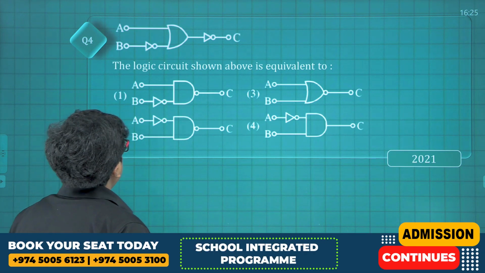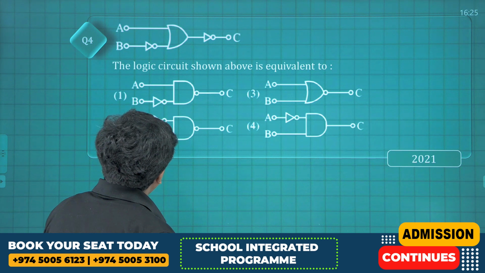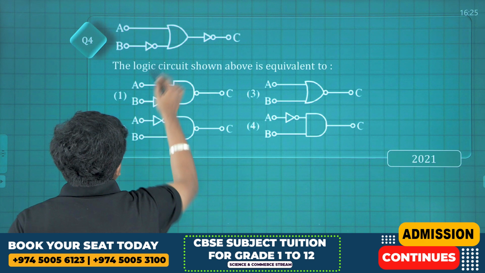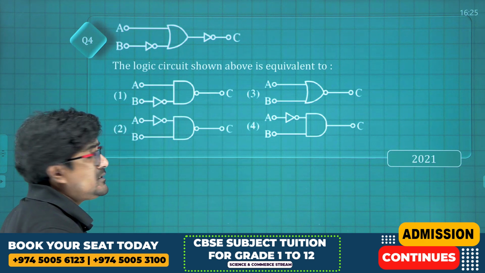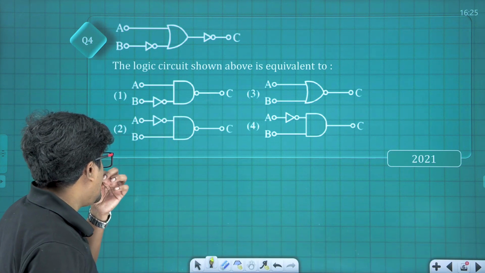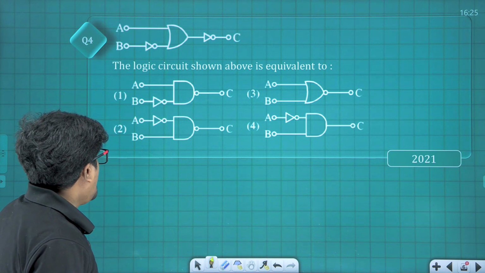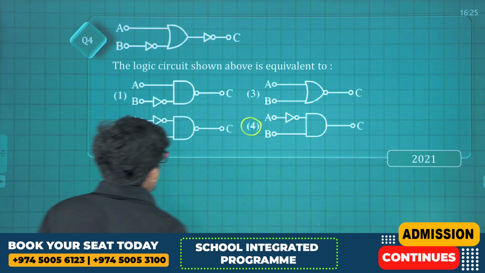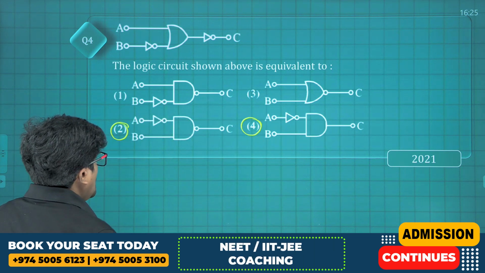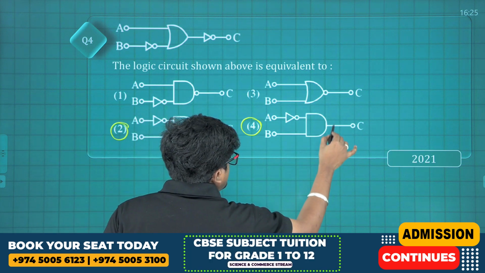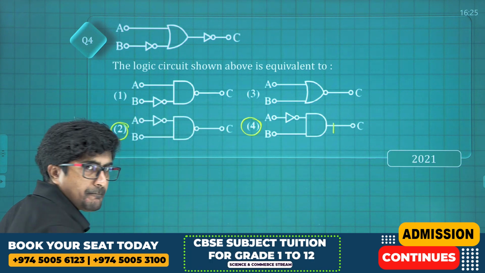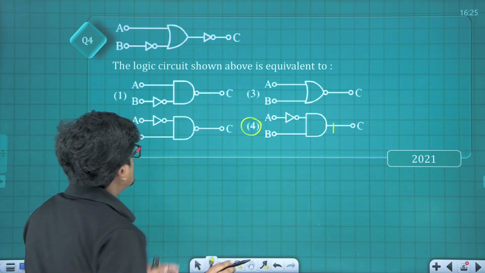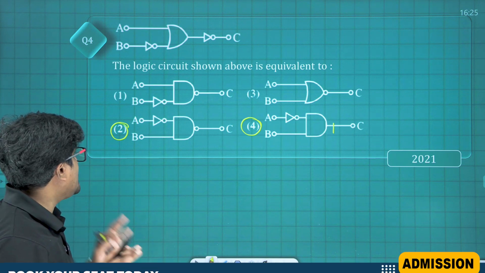Question 4 says, the logic circuit shown above is equivalent to. That means for this one, out of these 4, which could be the perfect match? Now in this question, I believe you can spot the difference between 2 and 4. The difference between 2 and 4 is the output here: inverse, that is the output here. So that must be kept in mind first of all. And after that, of course, we need to check what could be the identical thing possible here.